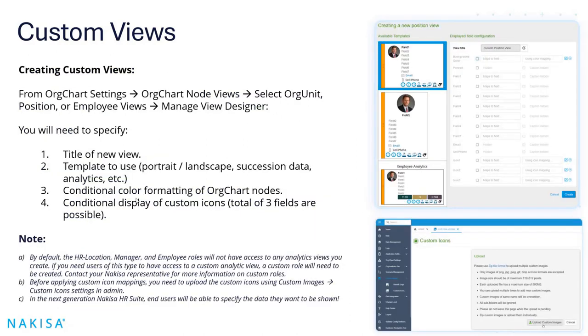In order to create a custom view, you need to log on to the administrator console. From the administrator console, you have the org chart settings. You need to toggle to the org chart node views and select the object that is of interest to you. In this case, we talk about positions, so I will select the position object, and this is where I add my custom view. We have what we call the view designer, and I'm going to show you this live in the solution in the next minute. You define the title of the view, you define the templates that you want to use, and there are different templates which I'm going to cover. You do the conditional formatting, and you do the display of icons.